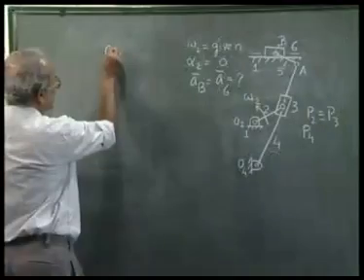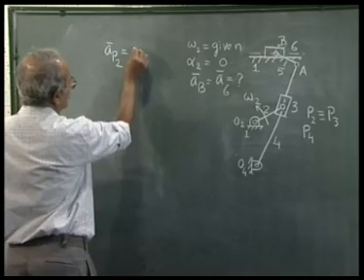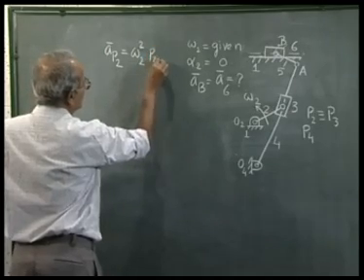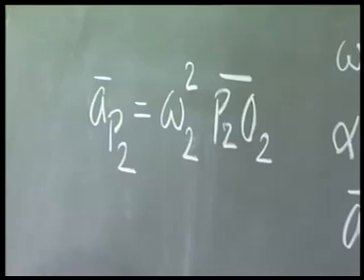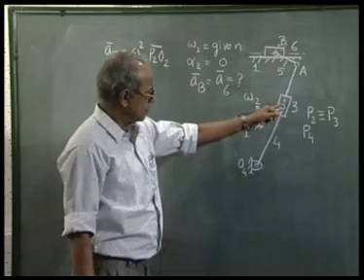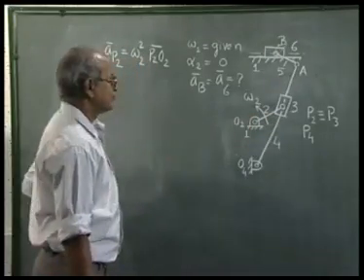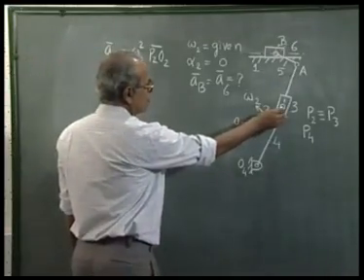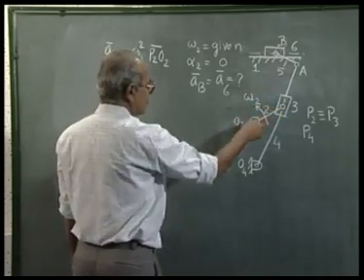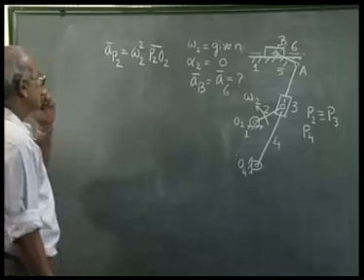Now acceleration of the point P2 is omega 2 squared P2O2, because this point is fixed, so P2 is going in a circle. The acceleration of P2 is towards O2, that is P2O2, the direction, and omega 2 square. If there is alpha 2, then I will have also a transverse component that is perpendicular to O2 P2, which is alpha 2 cross O2 P2. But alpha 2 I have taken to be 0, so this is the total acceleration of the point P2, which is completely known.